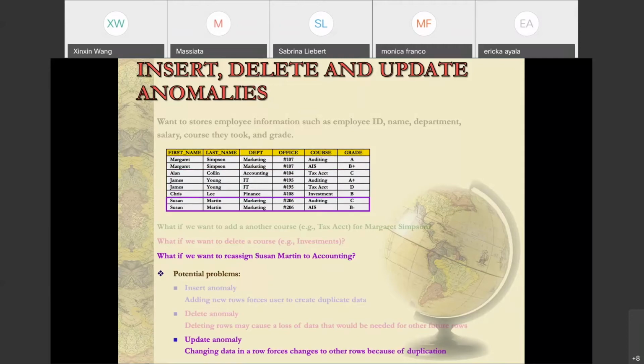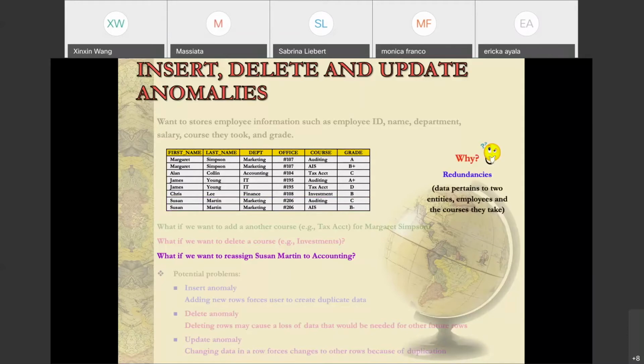So what if we want to reassign Susan to an accounting class, right? So, update anomaly, which means changing a row forces the changing of other rows because of the duplications. So these are all the problems. And we wonder why. It's because of the redundancy of the data. So what can be the solution for it?